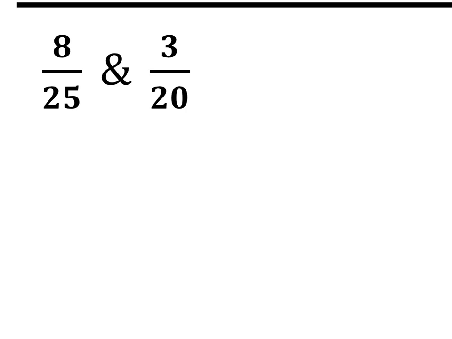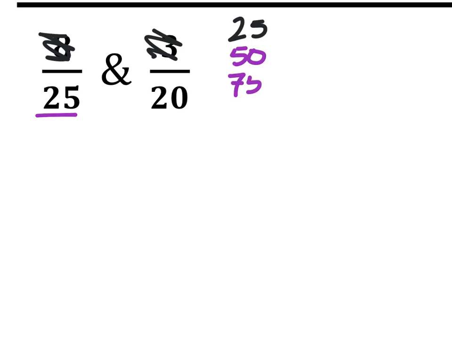Alright, so this example right here. Let's use just the list like we had done before, instead of the prime factorization. So I'm going to start with 25. And again, I'm not worried about the numerators right now. Just focus on the denominators. Let's list multiples of 25. So 25, of course. 25 plus 25 is 50. Plus 25 is 75. Plus 25 is 100. And you could keep going on like this if you wanted to.